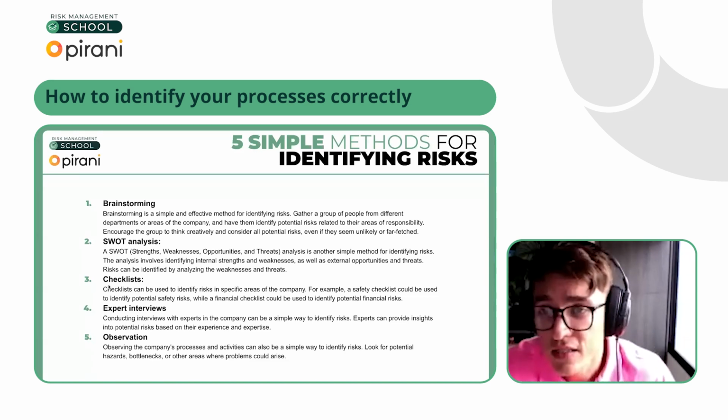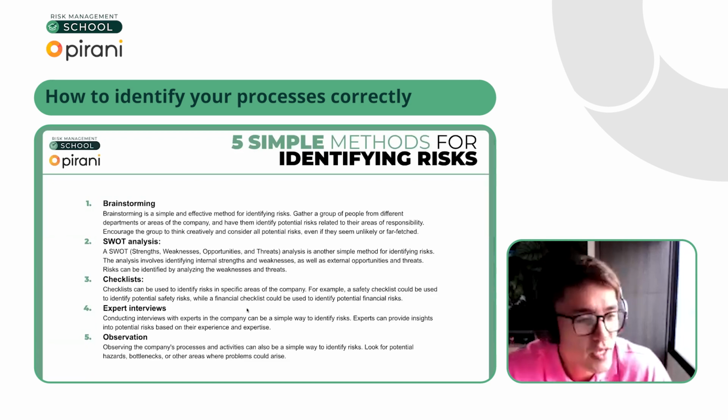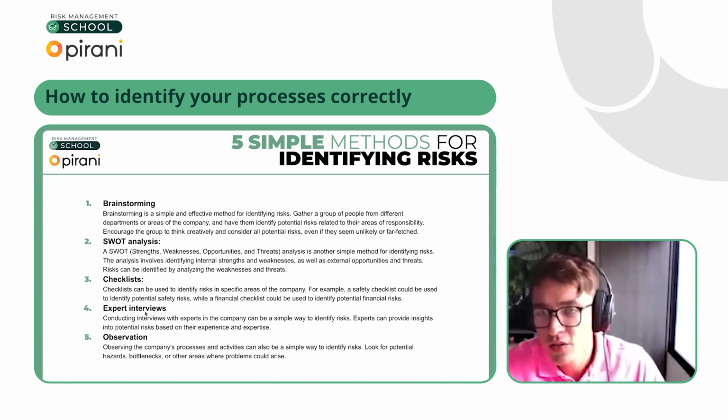Maybe we can do a checklist as the third method. It can be used to identify risks in specific areas of the company. For example, a safety checklist could be used to identify potential safety risks. Of course, we can have expert interviews.